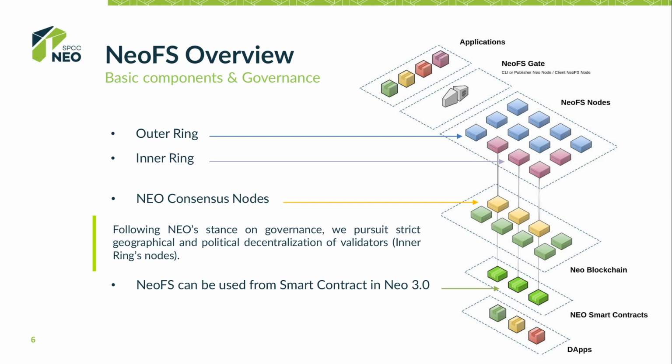Since inner ring is a critical infrastructure part, not every node may get this role. Nodes willing to become the inner ring node should be registered in NeoFS smart contract in the Neo blockchain and pay some security deposit that will be lost in case the node starts to behave incorrectly. In addition, in the same way as Neo consensus nodes, NeoFS inner ring nodes try to achieve maximum possible geographical, political, and network decentralization.